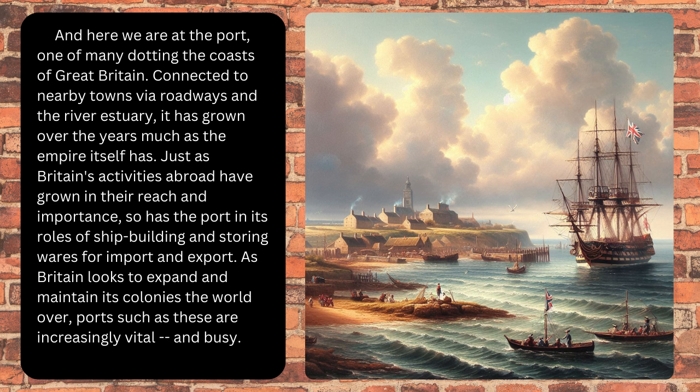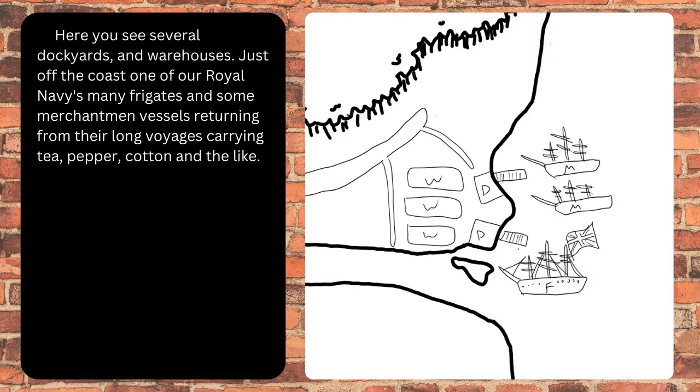And here we're at the port, one of many dotting the coasts of Great Britain. Connected to nearby towns via roadways and the river estuary, it has grown over the years much as the empire itself has. Just as Britain's activities abroad have grown in their reach and importance, so has the port in its roles of shipbuilding and storing wares for import and export. As Britain looks to expand and maintain its colonies the world over, ports such as these are increasingly vital and busy. Here you see several dockyards and warehouses. Just off the coast, one of our Royal Navy's many frigates and some merchantmen vessels returning from their long voyages carrying tea, pepper, cotton, and the like.